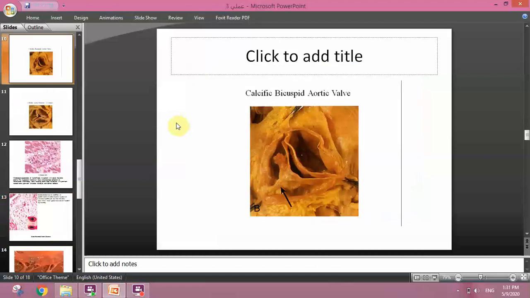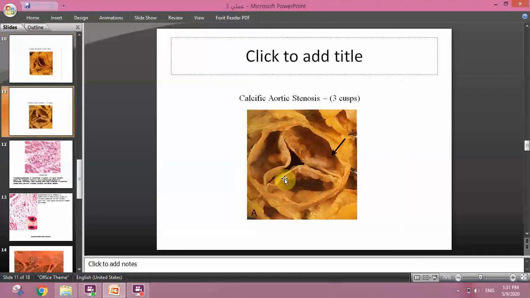This is the gross picture of a calcific bicuspid aortic valve. This is a bicuspid aortic valve with only two cusps, and this mass is a calcification in the leaflet of the aortic valve. This is calcific aortic stenosis, but with three cusps. This is the chalky white deposit, which is the calcium deposit.